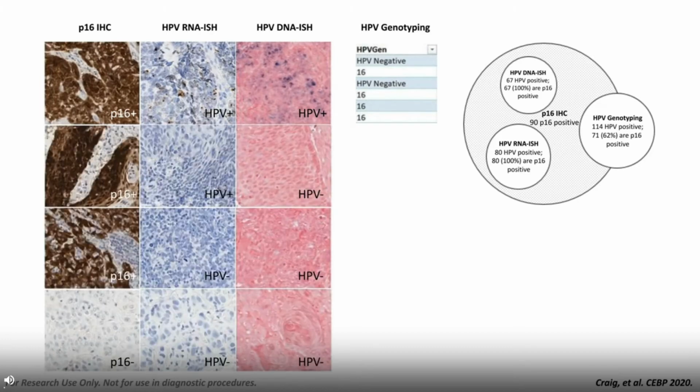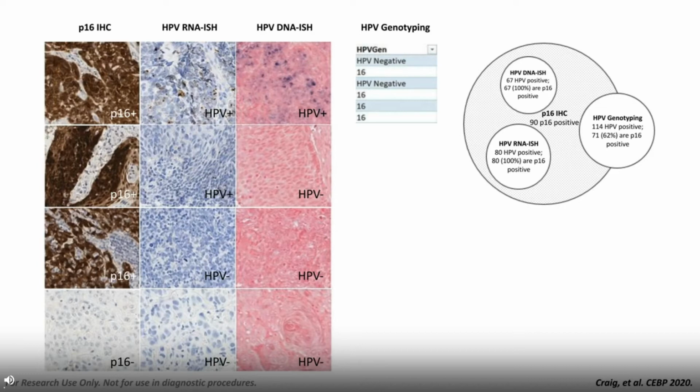we had cases that were positive by all 3 tests: P16 immunohistochemistry, HPV RNA-ISH, and HPV DNA-ISH. We had cases that were P16 positive and HPV RNA-ISH positive, but DNA-ISH negative, which supports the use of the novel probe design from RNAscope. And we had cases that were unusually P16 positive but HPV negative by both RNA and DNA tests, in addition to negative by all 3 tests.